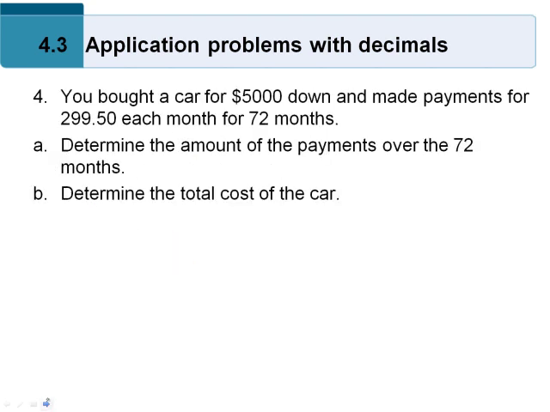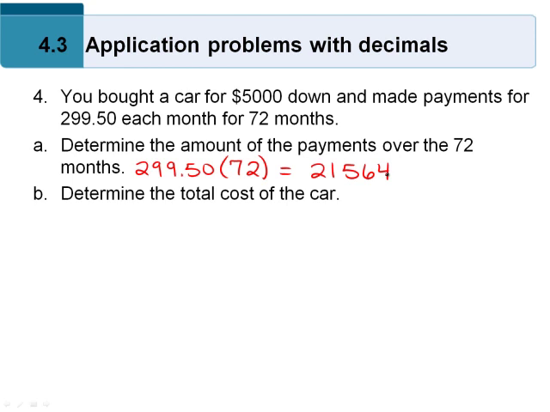All right, number 4. You bought a car for $5,000 down and made payments of $299.50 each month for 72 months. So part A says determine the amount of the payments over the 72 months. So first they just want us to figure out how much we make in payments, okay? So we did $299.50 each month for 72 months. So we have to multiply there, okay? So $299.50 times 72 comes up to $21,564. Okay, so that's how much you made in payments.